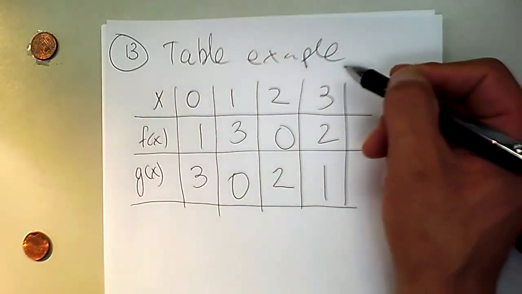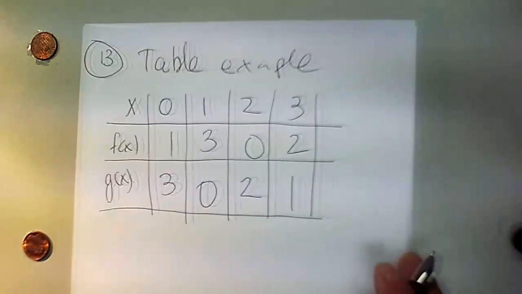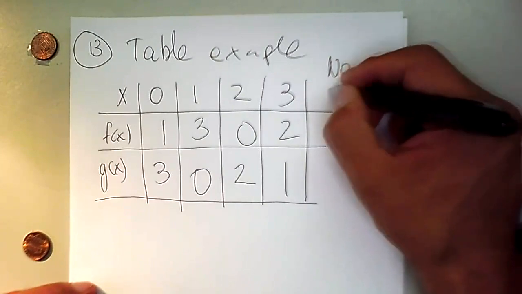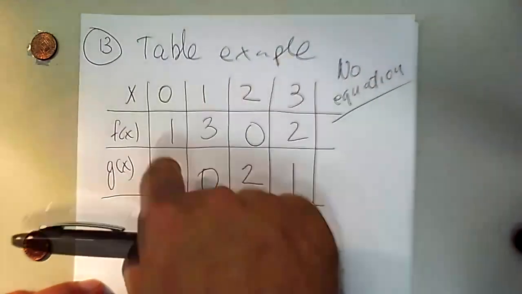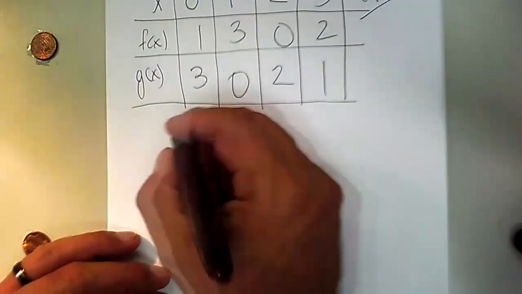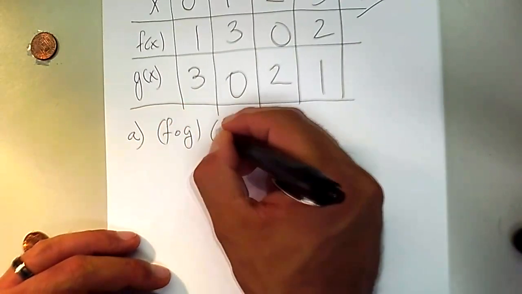What is the formula? We don't know. There's no formula. It's just a table. So no equation. What is different about this? So I can ask you a whole bunch of questions. So let's start with f composed with g of 2.